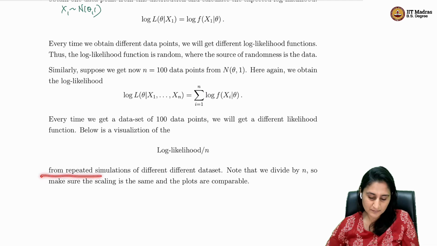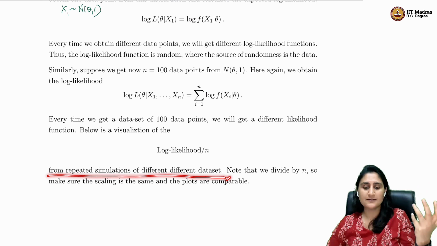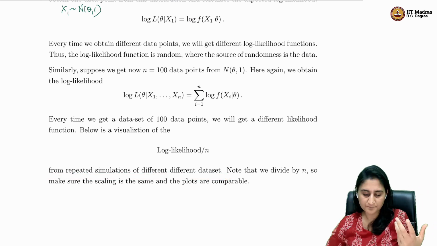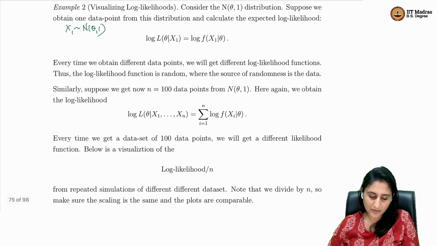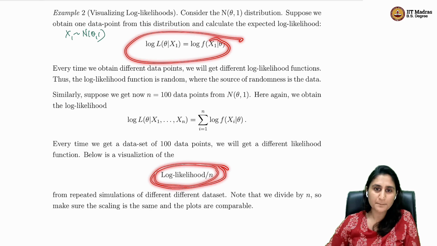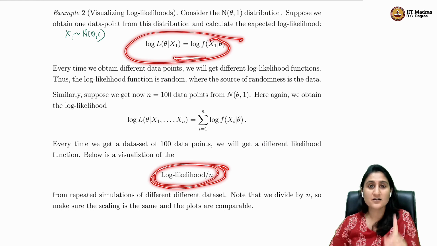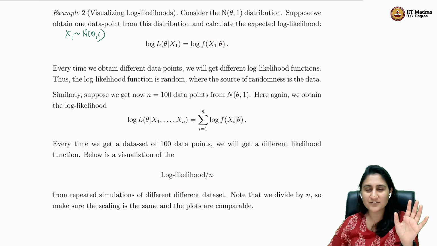So in every simulation of getting a new data set, here I'm just mimicking a real life situation where I could generate new data. I'll do it in R, and I'll plot the log likelihood divided by n. Now we are dividing by n because I want to compare this log likelihood with this log likelihood. But this one is constructed from one data point and this one is constructed from n data points. So in order to compare them, I'm just dividing by n.